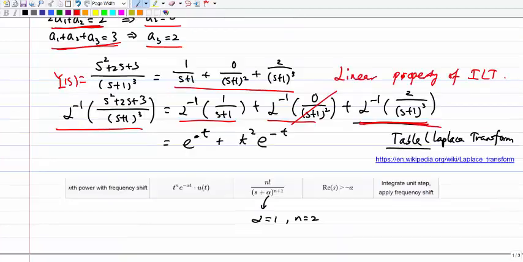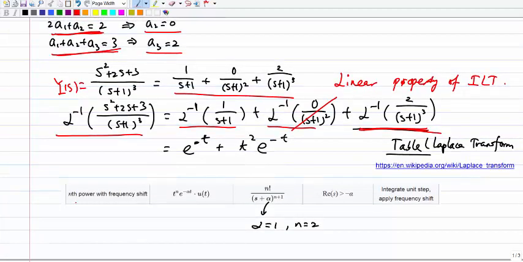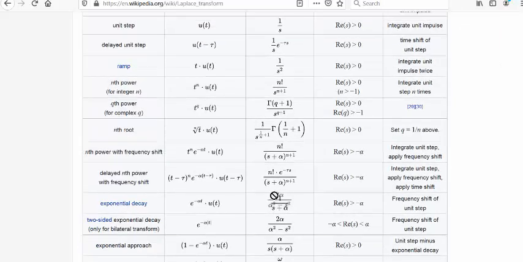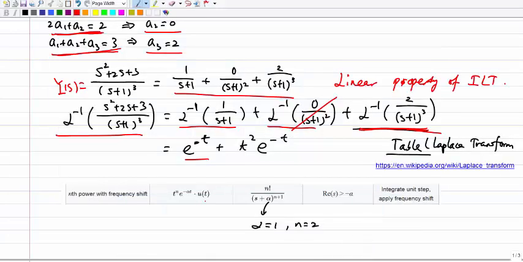To show you how we use the table, I'm going to show you for the first one. If I go back to the table, s plus 1 corresponds to s plus alpha, so the inverse is just e to the minus alpha t. For this case, we have 1 over (s plus 1), so alpha is 1 and you get e to the minus t. For the last one, I'm going to copy one of these entries over here. It says t to the n and e to the minus alpha t times this. You can sort of ignore this.